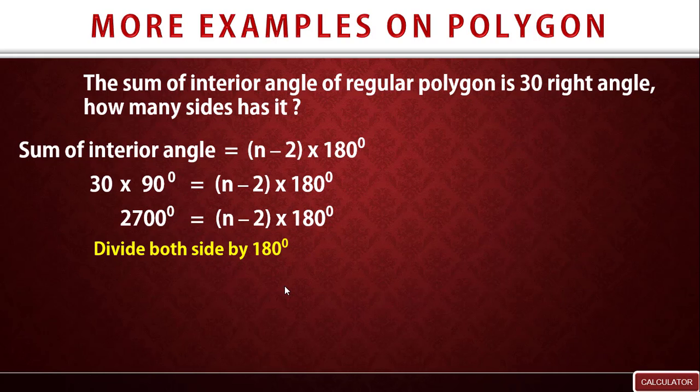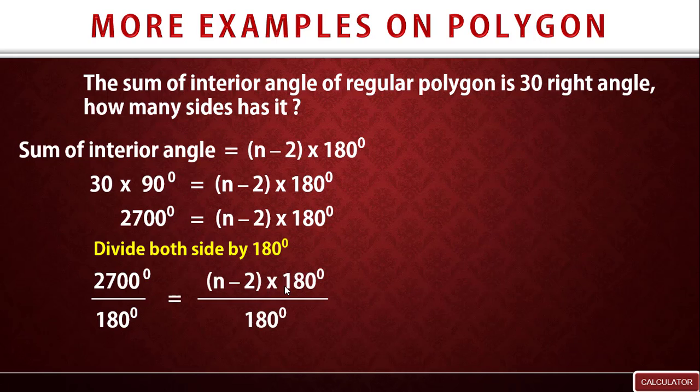So when we do that, at the left hand side we have 2700 divided by 180, then equals to n minus 2 times 180 degree divided by 180 degree. 180 degree here will cancel out 180 degree here, and then at the right hand side what we have left will be n minus 2 in bracket, and then for the left hand side 0 can cancel out 0, and then we have 270 divided by 18.